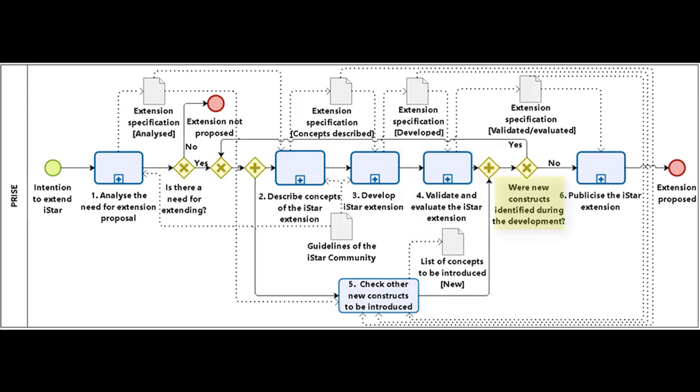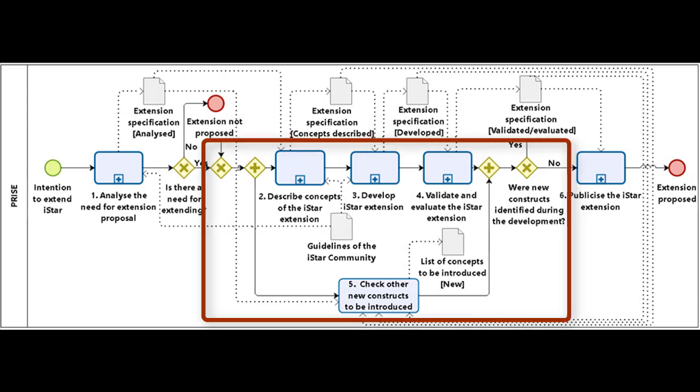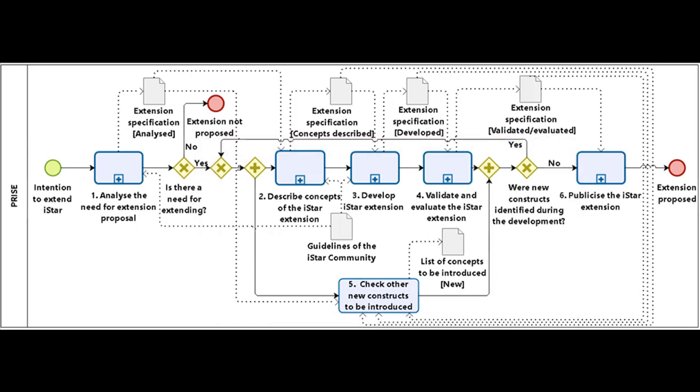It is tested if new constructs have been identified by test 5. If there are new constructs, the main process flow returns to the description, development, and validation sub-processes for these new constructs. When no new constructs are identified, the iStar extension is publicized by sub-process 6.